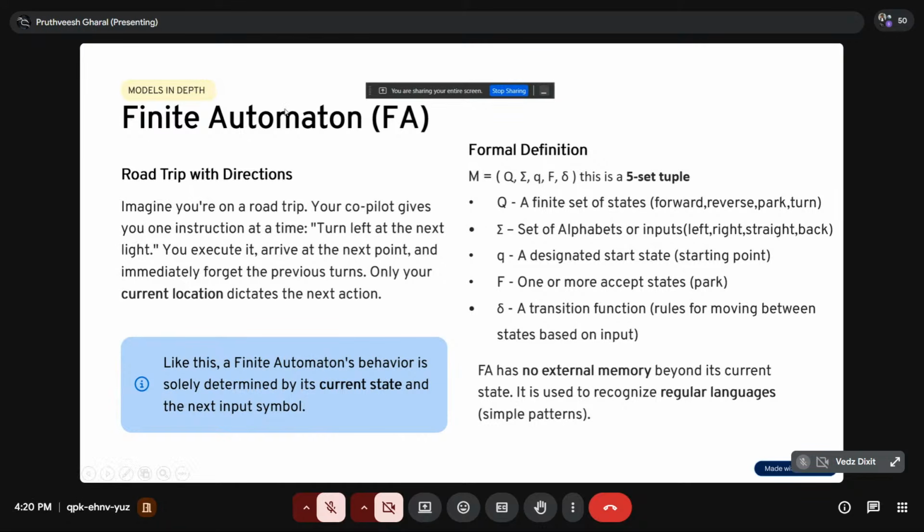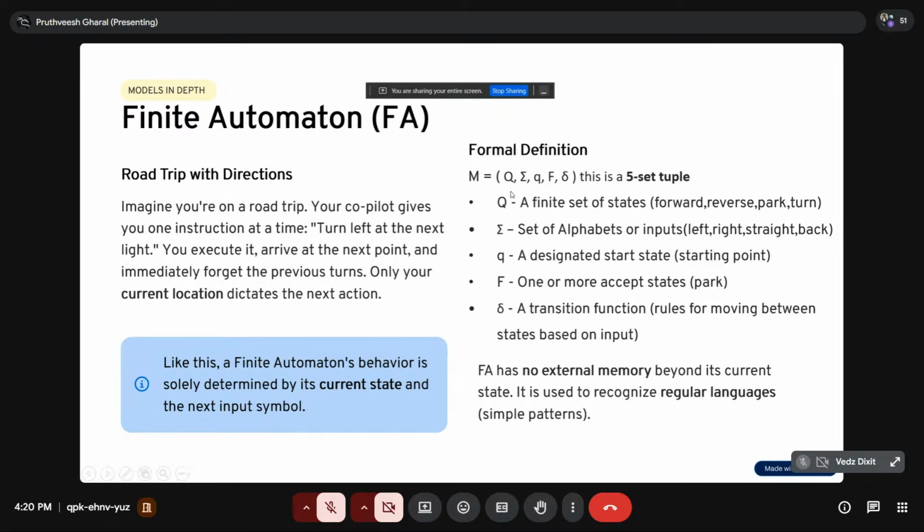So let's read it. Imagine you're on a road trip. Your co-pilot gives one instruction at a time. Turn left at the next light. You execute it, arrive at the next point, and immediately forget the previous turns. Only your current location dictates the next action. So you do not have memory of whether you took a turn, whether you were driving straight, or whether you were driving in reverse. You only know the next input and what to do for that input, whether or not you should take a turn or move forward.